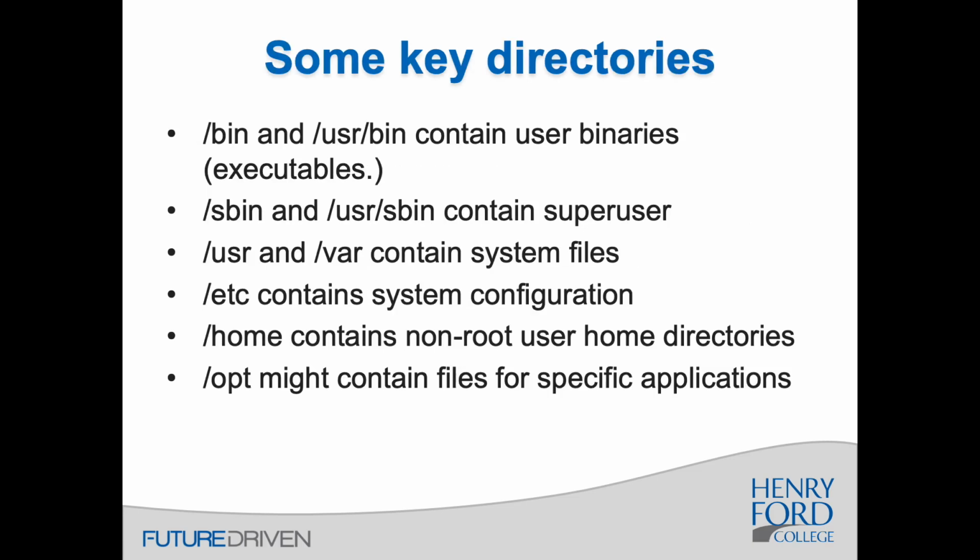Most, if not all, of the Linux distributions have other things in common, including the primary directory structure. The bin and usr bin directories contain binaries or executable commands. sbin and usr sbin contain binary commands for the superuser, typically only run as root or with sudo. The usr and var directories contain system files.